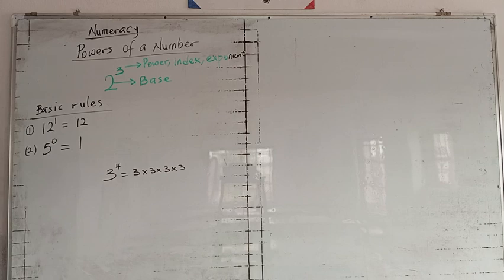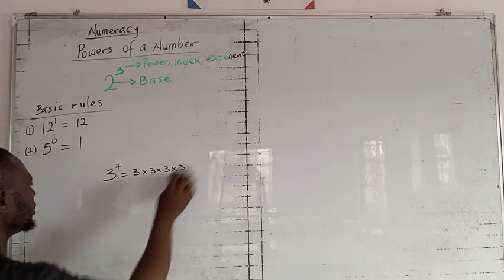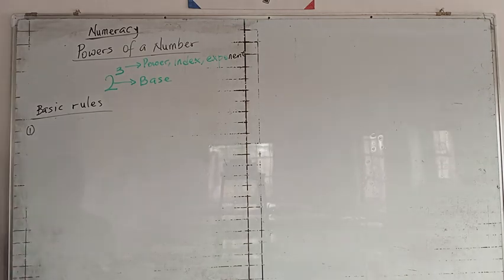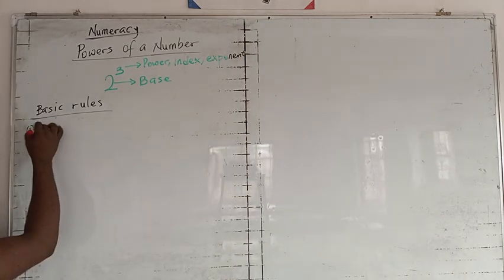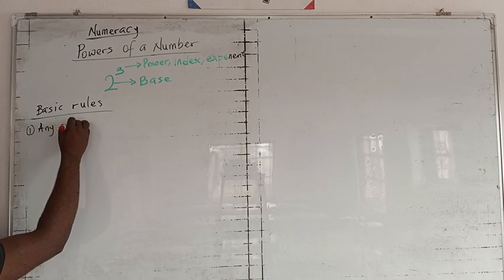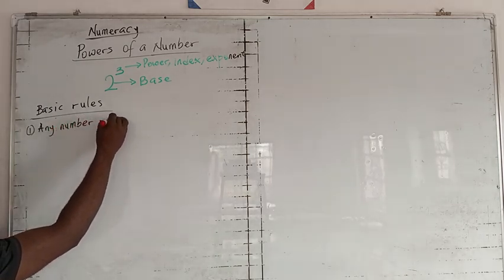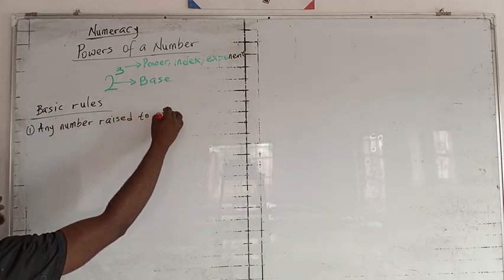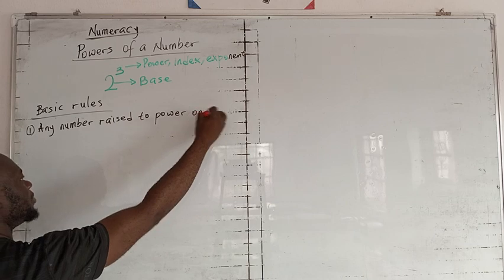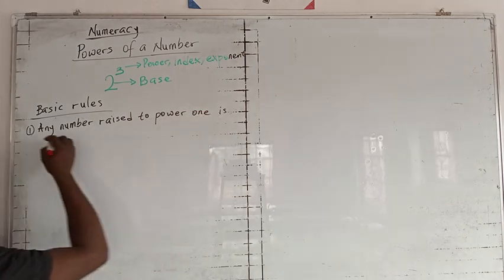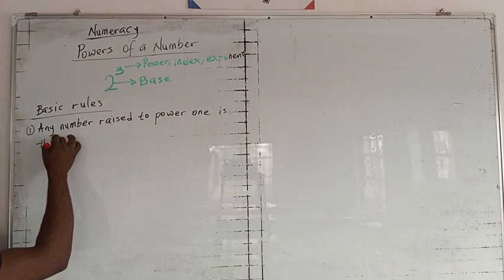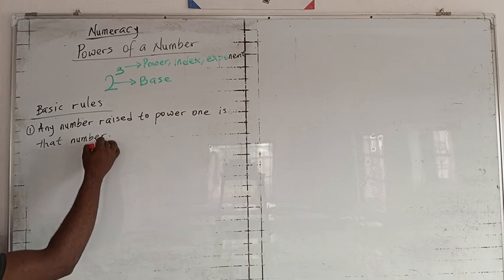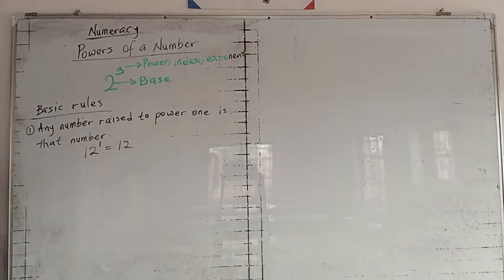Okay, let me put it in writing. Basic rule: any number raised to power 1 is that number. That's where we now have 12 to power 1 equal to 12.